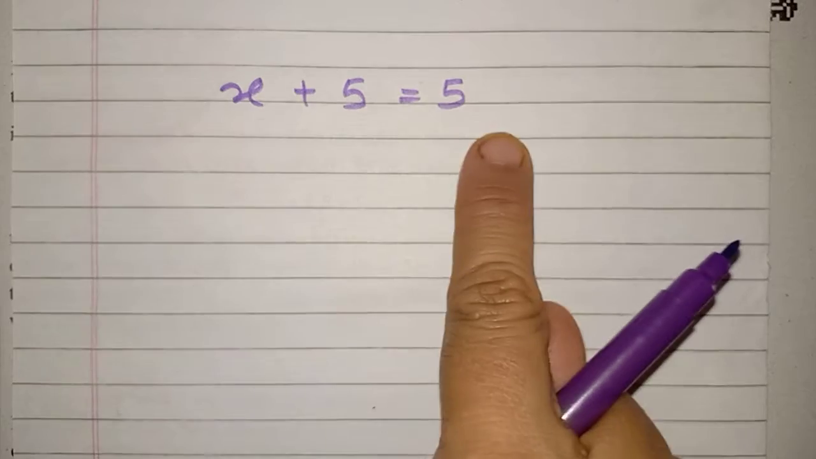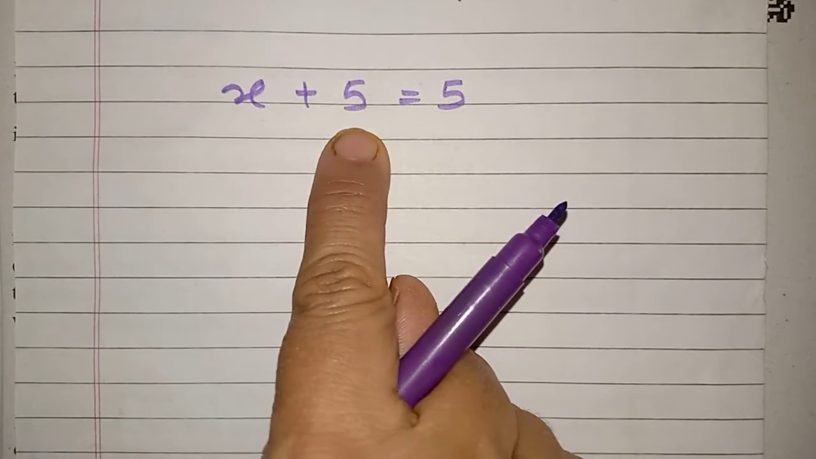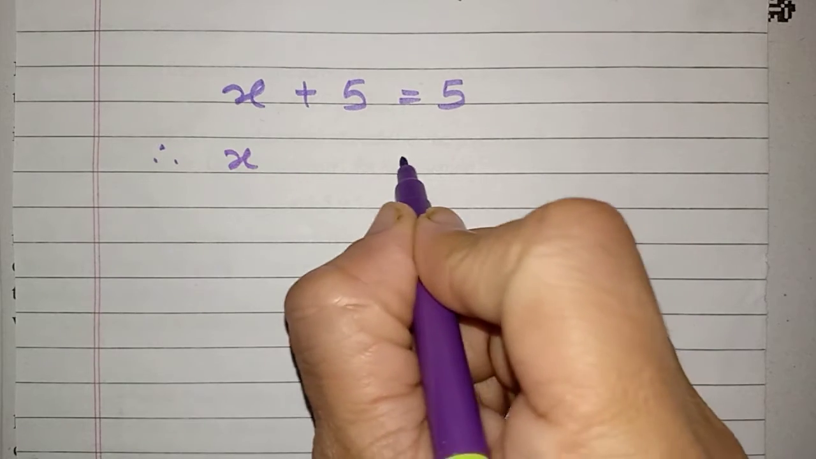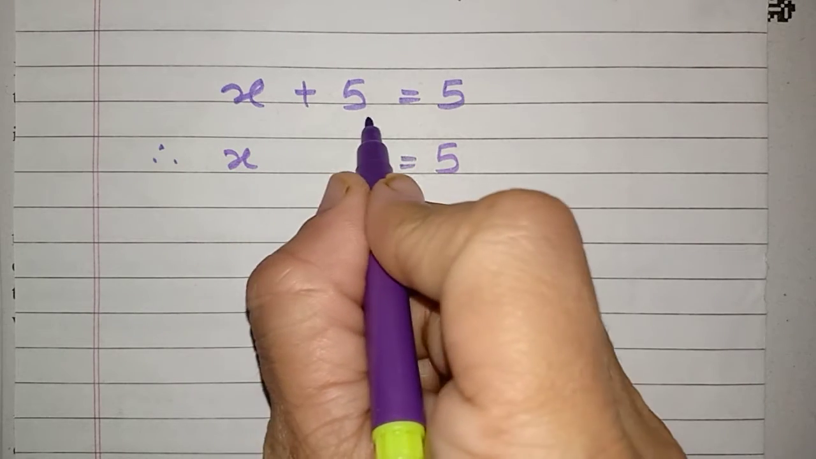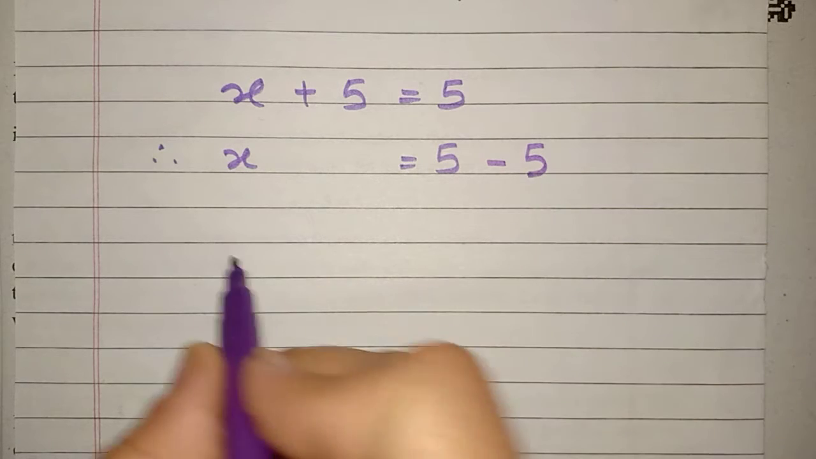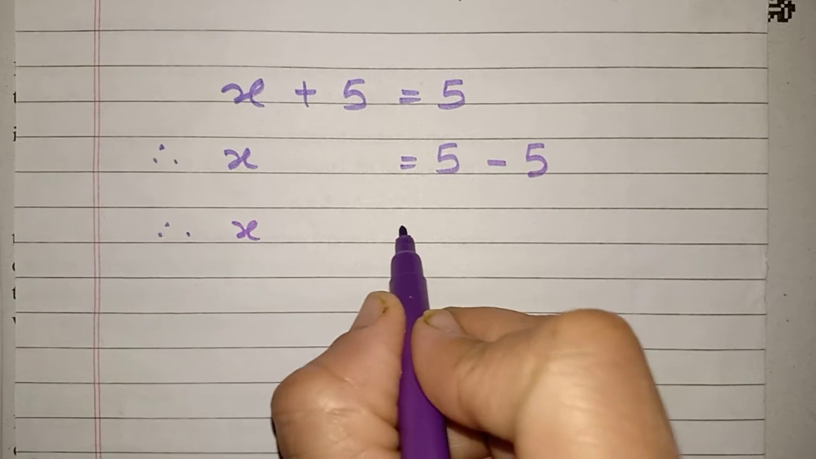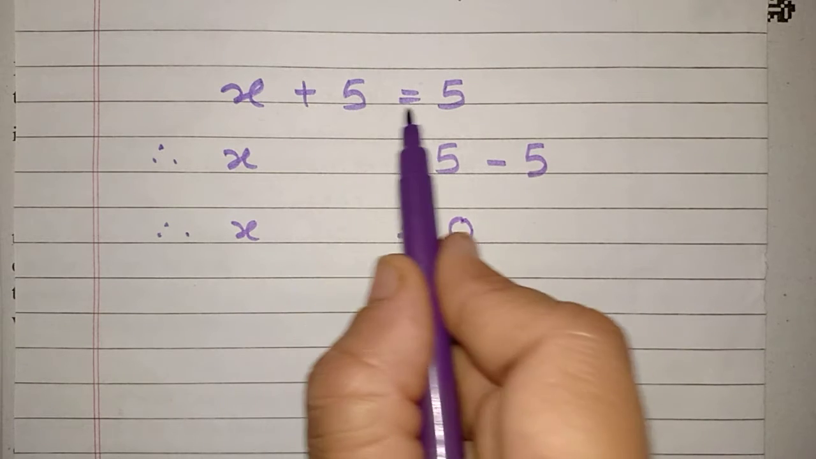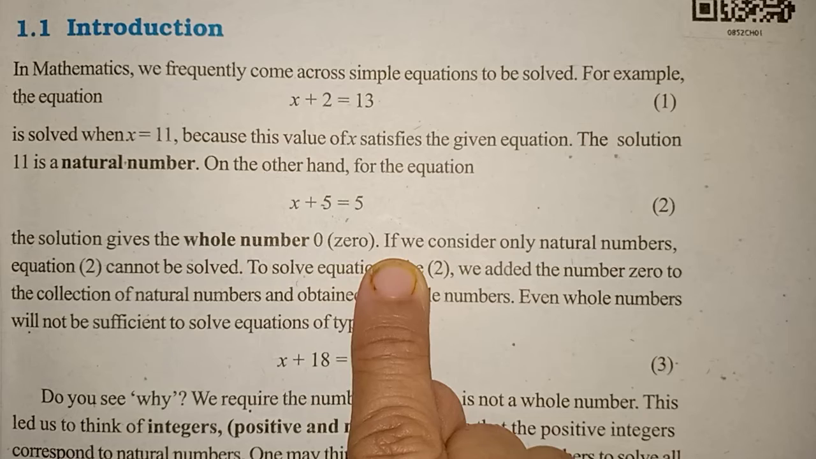Now let's solve this equation. x plus 5 is equal to 5. I will keep x on this side and take this plus 5, which becomes minus 5, on the other side. So the value of x is equal to 0. So when we add 0 to 5, we get the same answer.